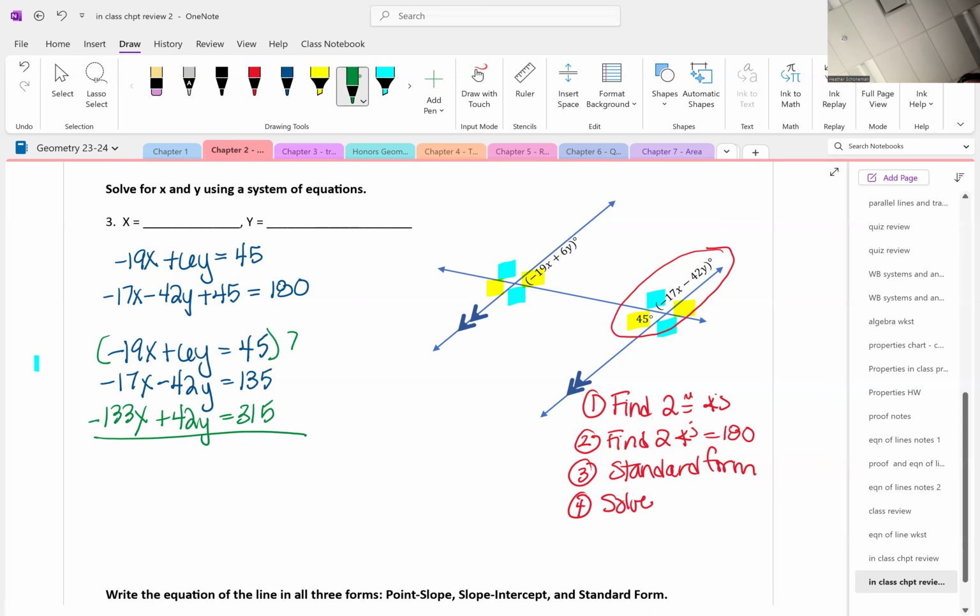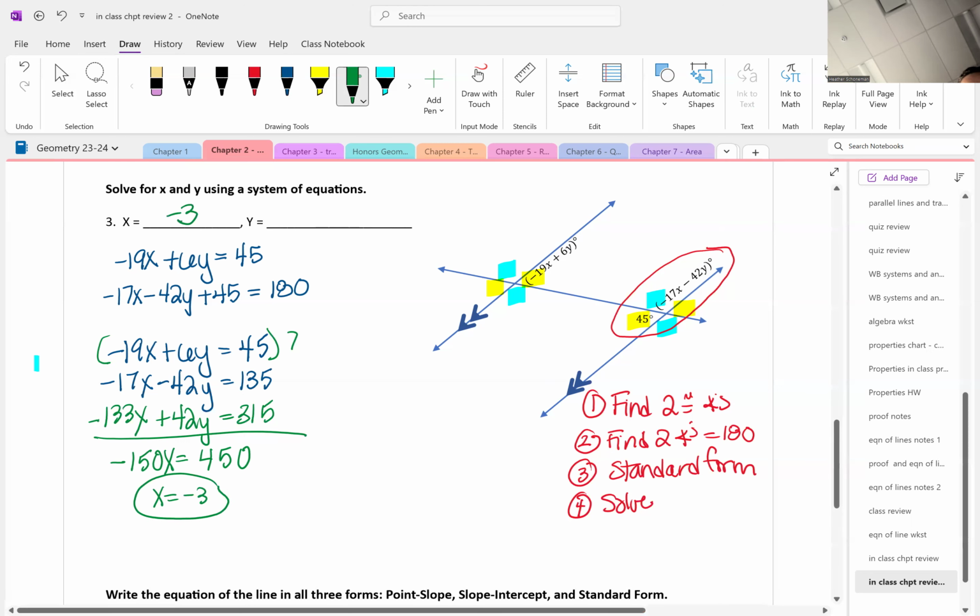So I'm going to add and keep the same sign. So I get negative 150. And then 135 plus 315 gives me positive 450. Oops, I forgot my x. Apologize for that. Then do 450 divided by negative 150, and that gives me x is negative 3.